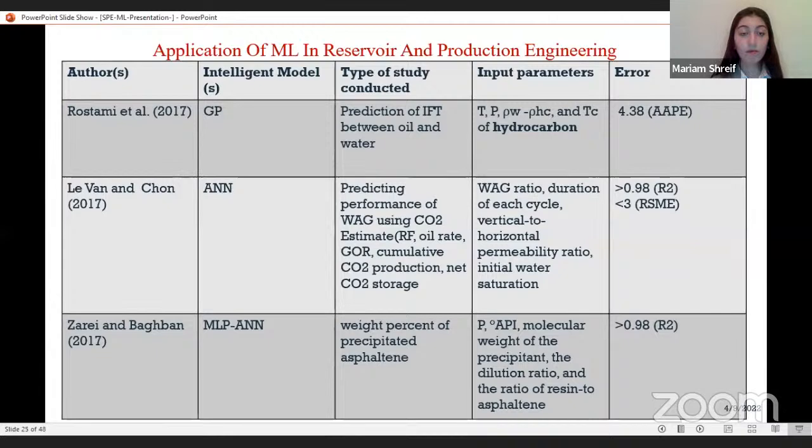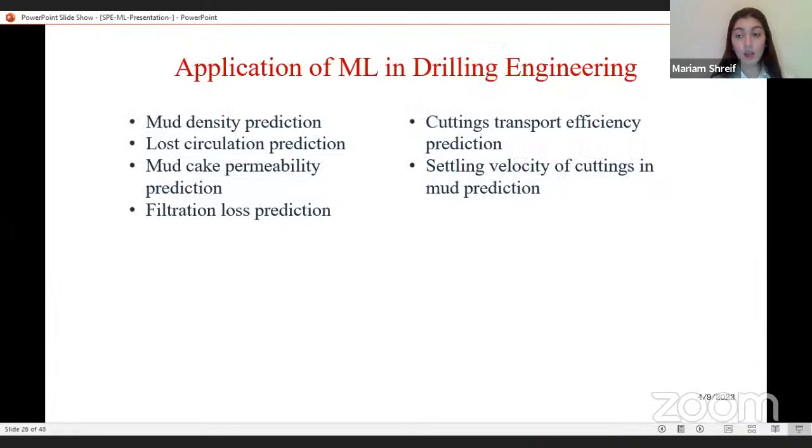We can also apply machine learning for drilling engineering in order to decrease the drilling cost and drilling time. We can forecast the mud density, the loss circulation, the mud cake permeability, filtration loss, and the cutting transport efficiency prediction.